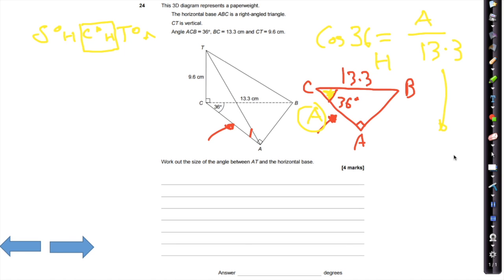So to find out what A is, we've got another fraction here, so to get rid of that fraction, we multiply both sides by 13.3. So if we type into our calculator 13.3 cos 36, that will give us A. If we plug that into a calculator, you'll find out that A is 10.76 to 2 decimal places.